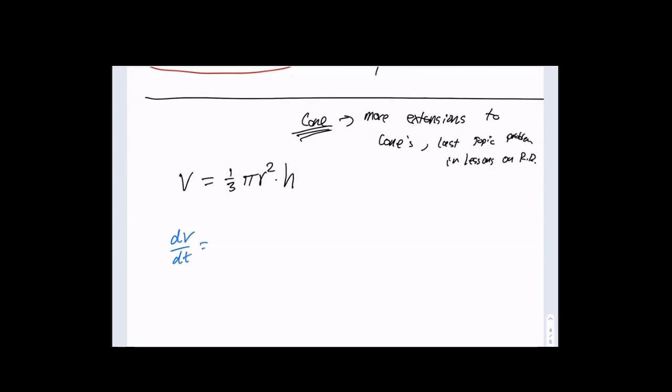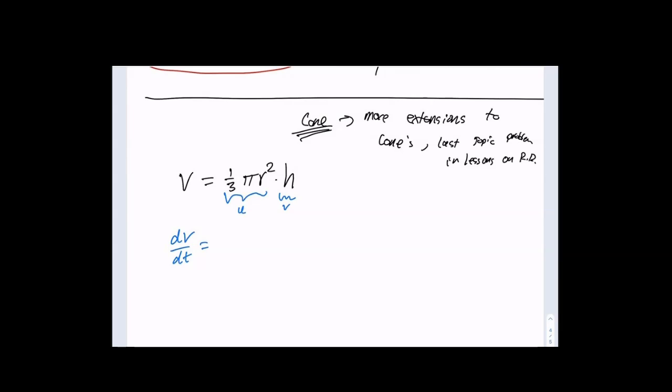dV/dt requires what? Product rule? Correct. So if one of these is constant, it's nice because we don't need to use the product rule. You can do that on your own. And then the last type of problem, which is a little bit trickier, we're going to devote an entire day just to doing that special type of problem.